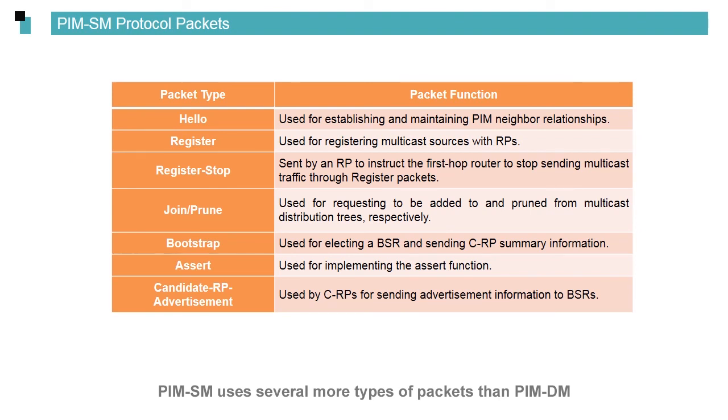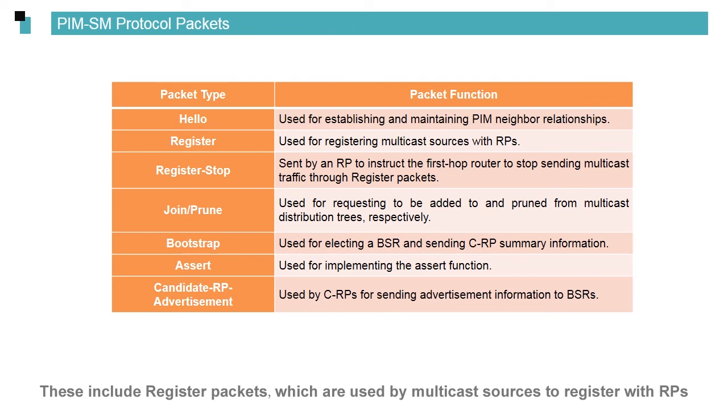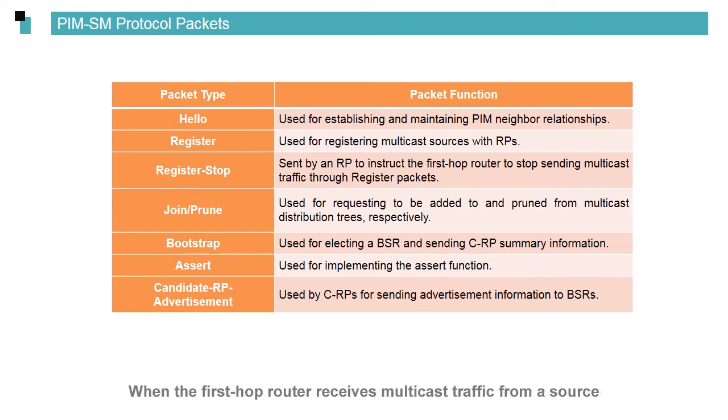PIM-SM uses several more types of packets than PIM-DM. These include register packets, which are used by multicast sources to register with RPs. When the first hop router receives multicast traffic from a source, the router sends the traffic to the RP, which then sends the traffic to multicast group members.